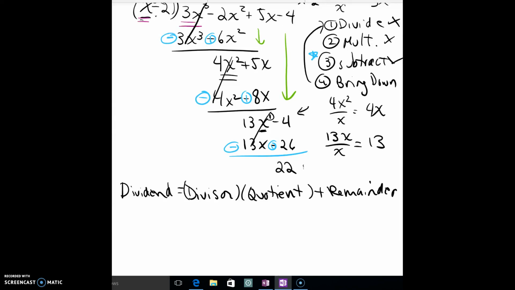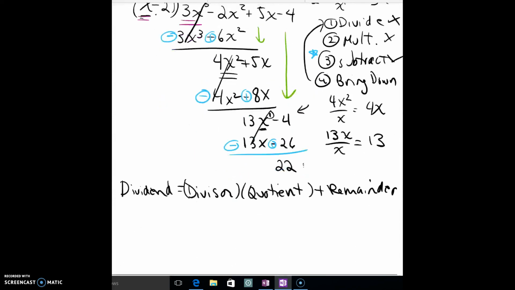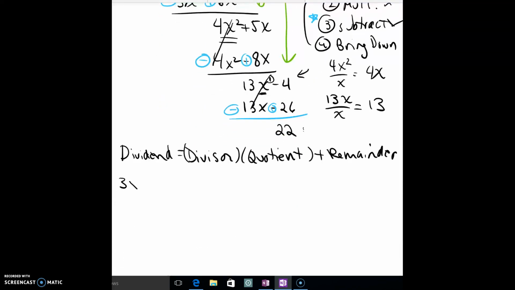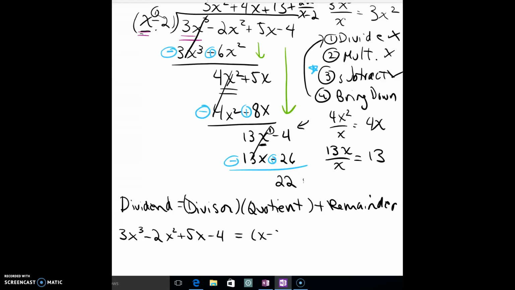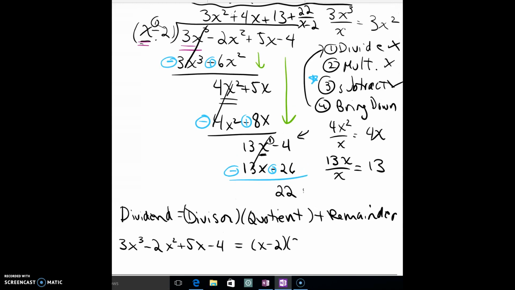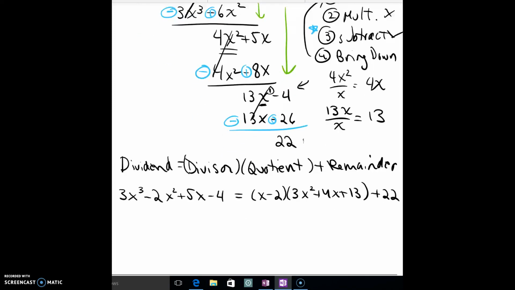So up here we have an original dividend of 3x cubed minus 2x squared plus 5x minus 4. Our divisor is x minus 2. Our quotient is 3x squared plus 4x plus 13. And then we had a remainder of 22. So if the divisor times the quotient plus the remainder gives us back that original dividend, then we know that we did the math correctly. So let's check. I'm going to put a little question mark there because we're not sure.